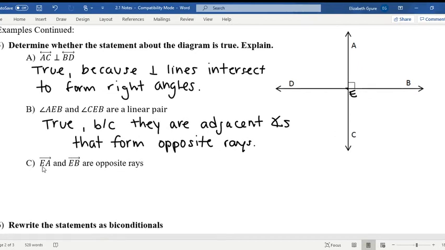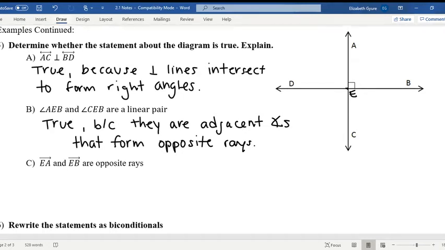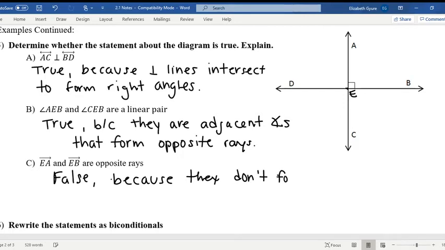And then ray AE and ray EB are opposite rays. Well, this one is going to be false because opposite rays must form a straight line. These do not form a straight line, therefore they are not opposite. So false because they don't form a straight line. Okay.